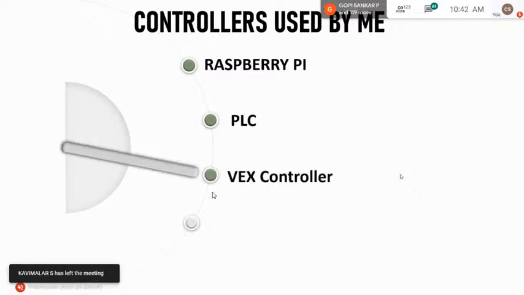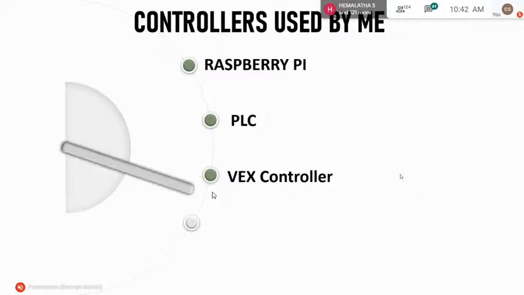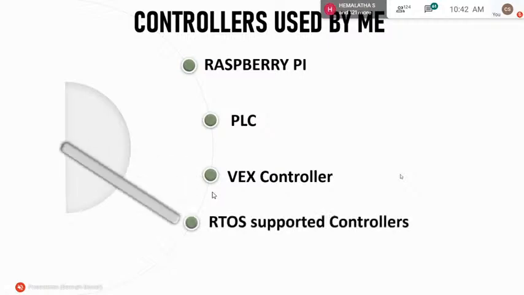Okay, then the VEX controller. This is another type of controller I am using. This controller is programmable using C programming and VEX blocks programming, and the robot can also be operated using a remote controller. So it will work autonomously, or it can work based on remote control. Some other RTOS-supported controllers I am also using. So these are the different controllers used by me.